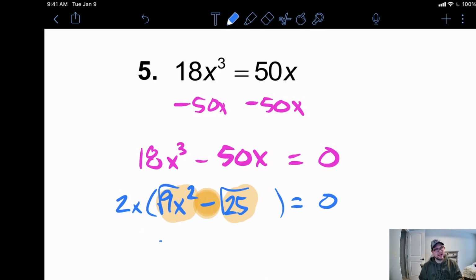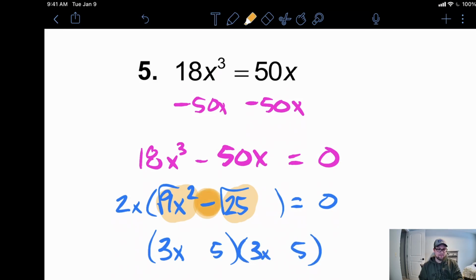So the square root of 9 would be 3. So I'm going to have 3x. And the square root of 25 will be 5. So those will be the two numbers that I will factor with. And then when I look at that middle term, as long as it's a negative, then I can make this into a plus 5 and a minus 5. And that part has been factored more. And my 2x drops down.